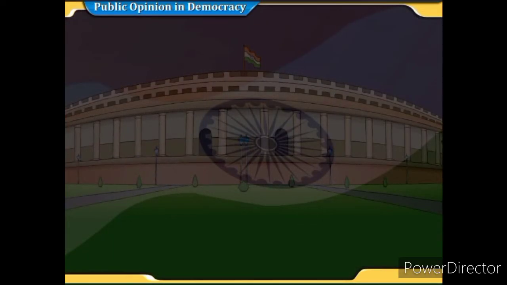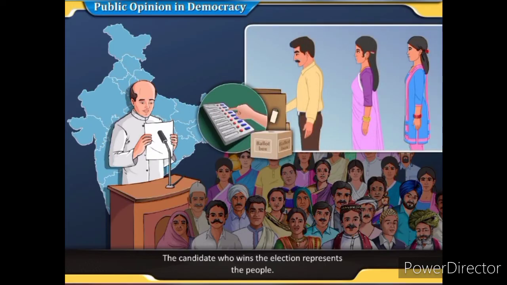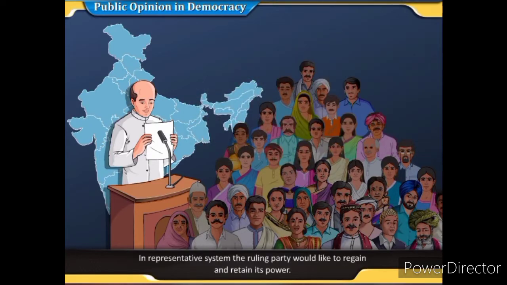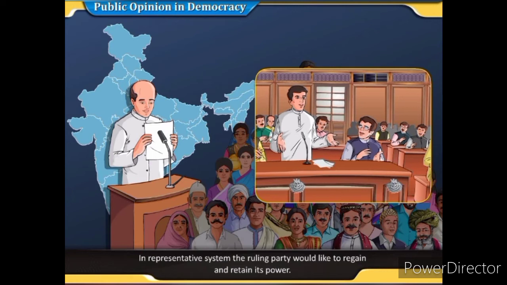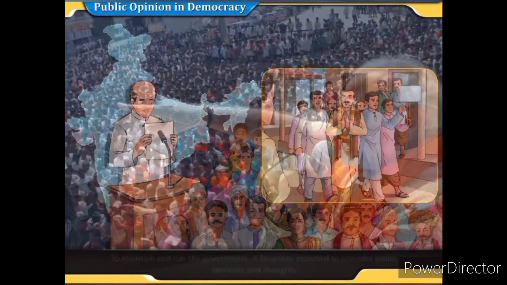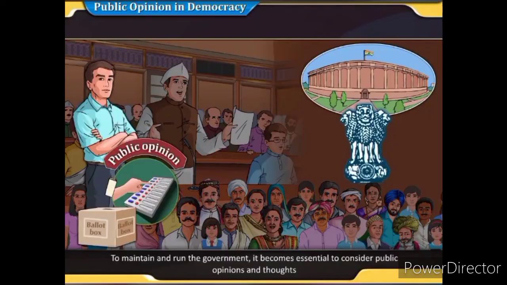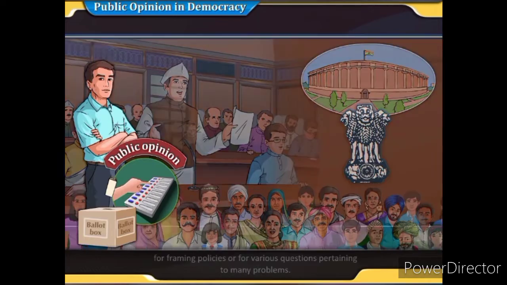Public opinion in democracy. We have a democratic country. The candidate who wins the election represents the people. In a representative system, the ruling party would like to regain and retain its power. To regain and retain its power, it becomes essential for the political parties to connect with the people. To maintain and run the government, it becomes essential to consider public opinions and thoughts for framing policies or for various questions pertaining to many problems.